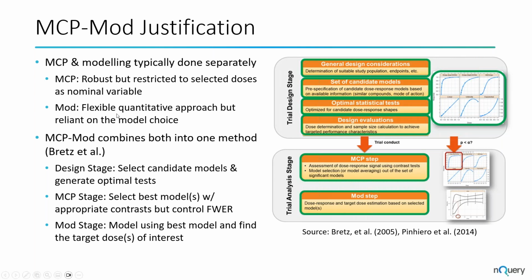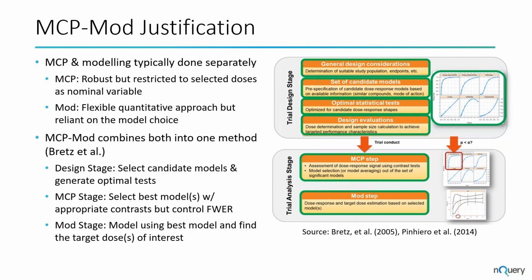Modeling then, on the other hand, is incredibly flexible, and it examines a quantitative relationship between the dose and the response. However, the potential for problem here is that it is heavily reliant on the model chosen. So, for example, there would be very different estimates given by a linear model and an exponential model. So in 2005, when this was proposed by Bretz et al., the idea was to have a design that could do these analyses while retaining the strengths of both.